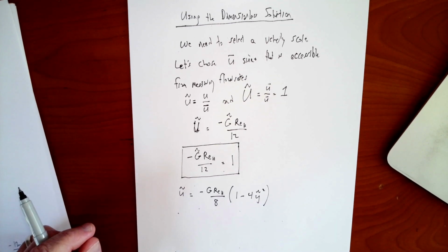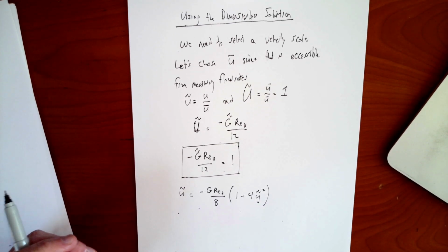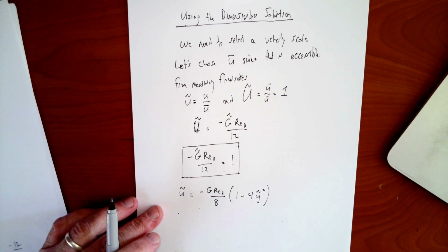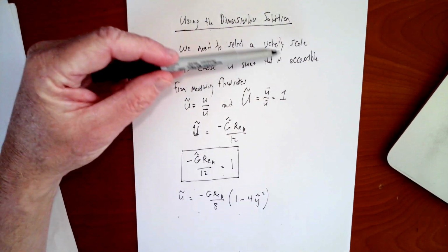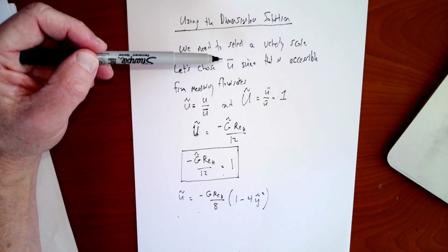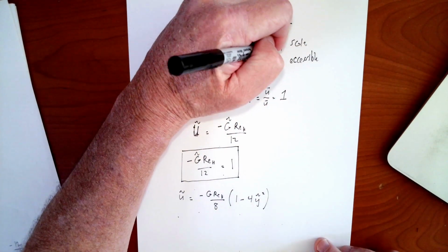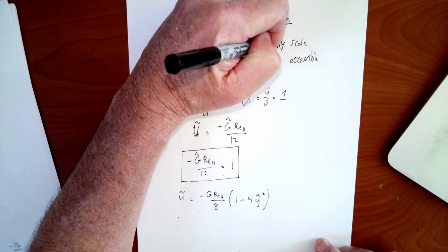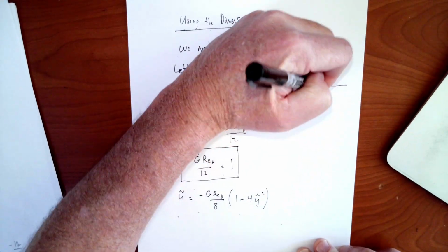Now we're going to explore how you would use a dimensionless solution to get real answers to specific engineering problems. So let's take a look at that. In order to move forward, we need to actually select a real velocity scale. Up until now for this problem, we have used u infinity as a velocity scale, but there is no real u infinity in this problem.